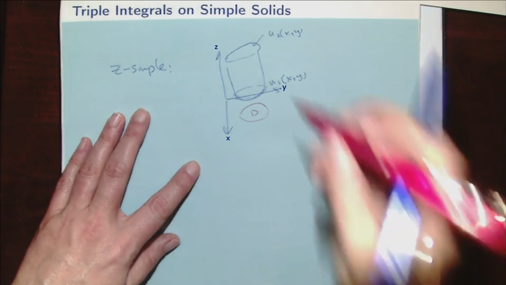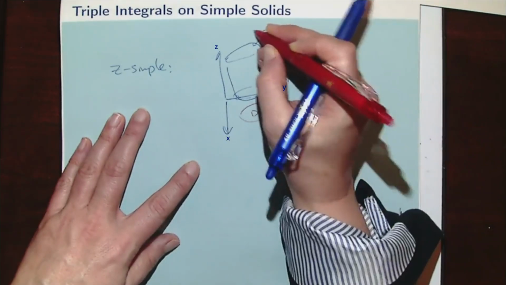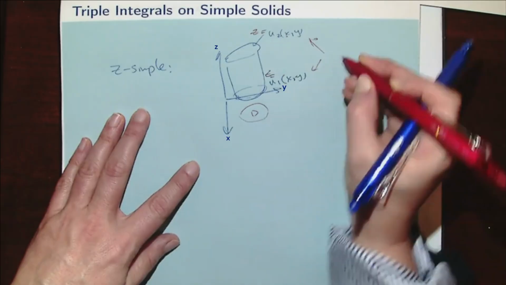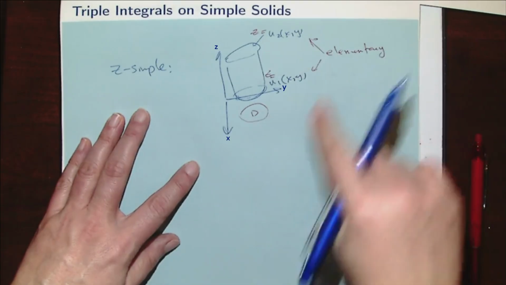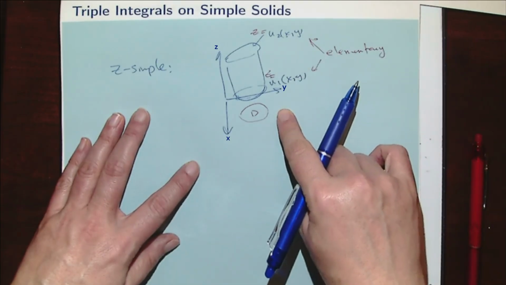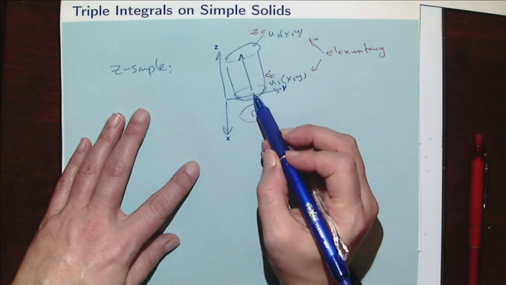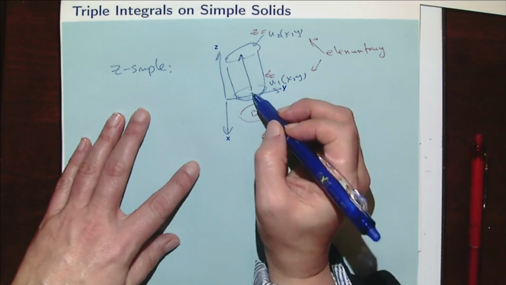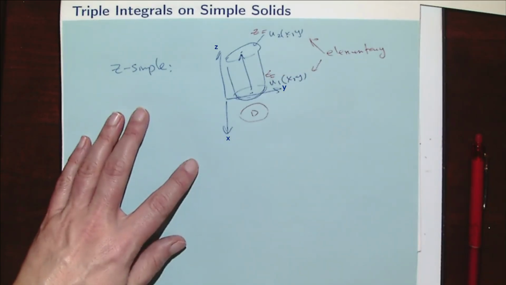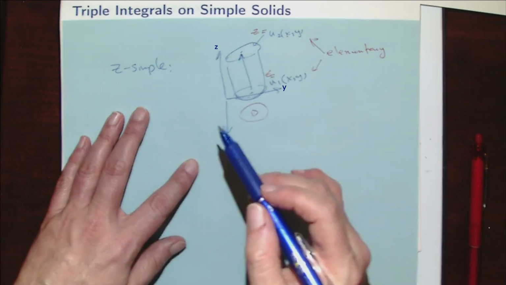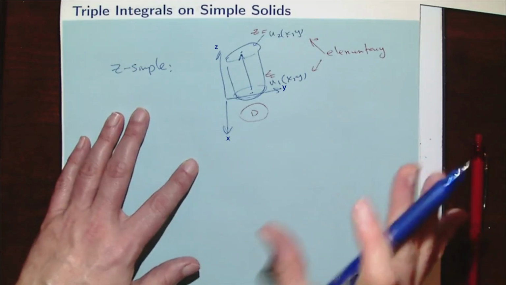Then this is elementary, this is elementary. Two elementary surfaces, right? And that's the only one. So when I'm going in the Z direction, I go from one elementary surface to another elementary surface. And it doesn't change. It goes from an elementary surface to another elementary surface, and it's always the same one.